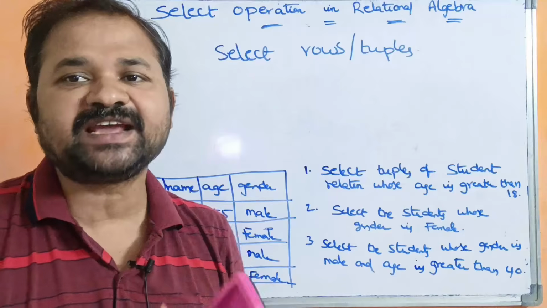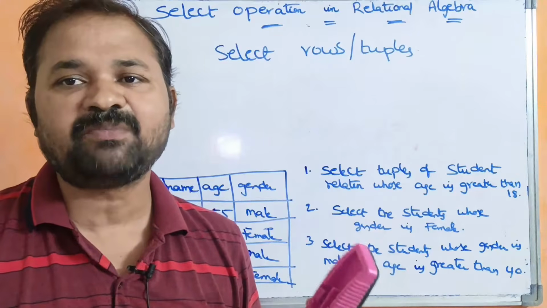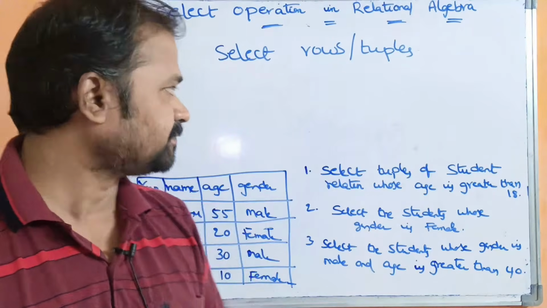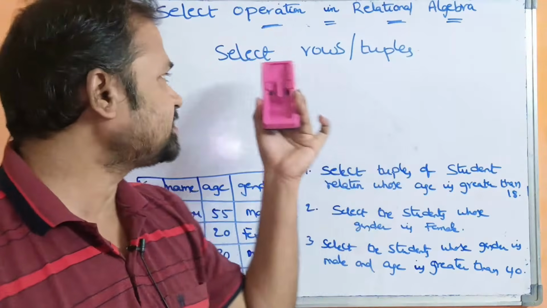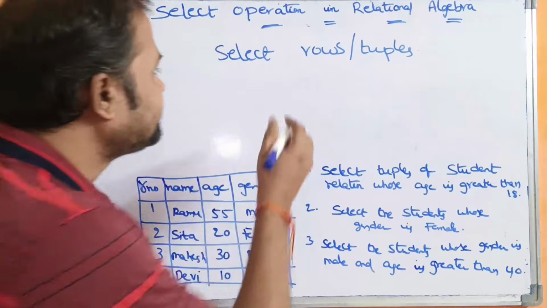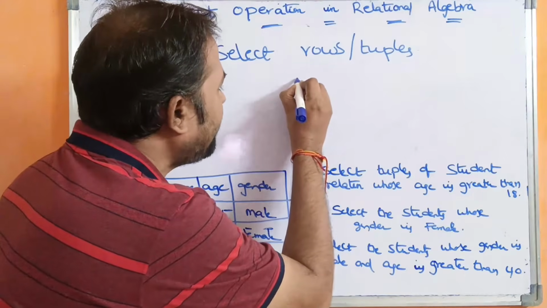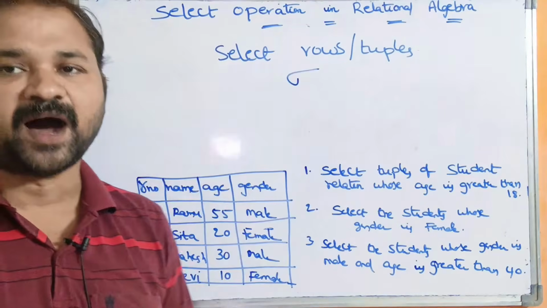If we want to select columns, then we have to use a project operation. Whereas if we want to select rows or tuples, we use a select operation. The select operation is denoted by the symbol sigma.